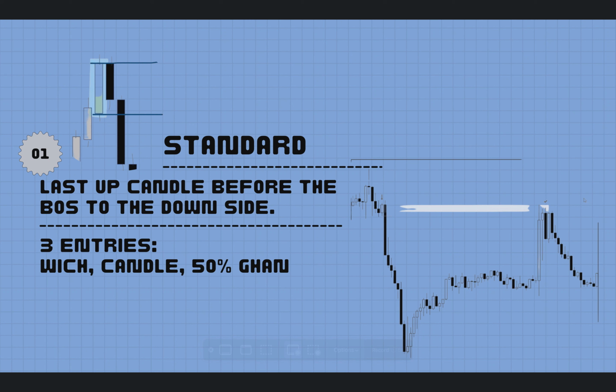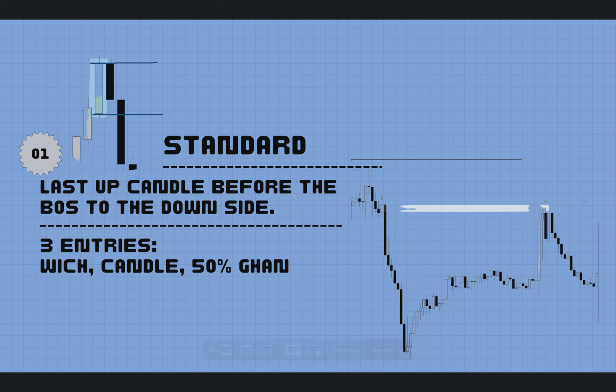Another way you can enter is off the candle. You can place a horizontal ray right onto the candle of this bullish candle, which is blue, and then we can sell it towards the downside. So that's basically how you want to go about things. You have the wick, candle, and 50% gone. And I did misspell wick over there, so don't worry, I know how to spell wick.